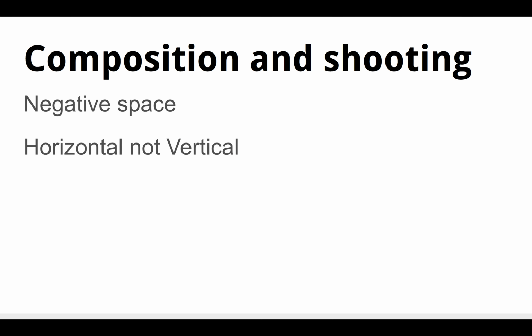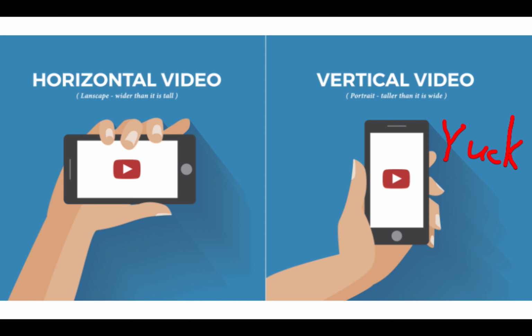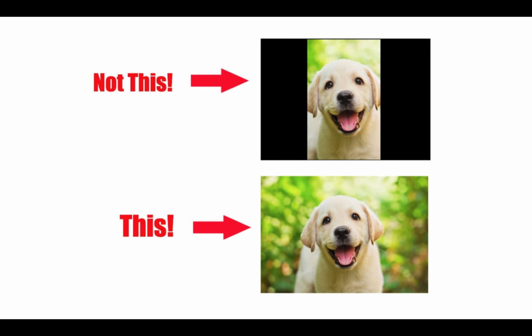A final thing about composition: horizontal, not vertical. In other words, turn your phone sideways. You don't want to record up and down because the devices your students are usually going to be using are laptop style devices, and those have a horizontal screen. So you want the video to take up as much room as possible on their screen. A good way to remember this is this nice puppy. You don't want to squeeze the puppy down like on the top. You want to see more of the puppy like on the bottom. So make sure you're filming horizontally, not vertically.